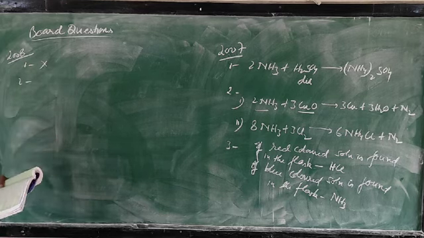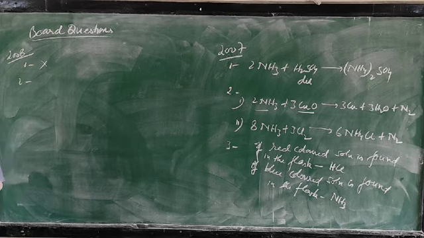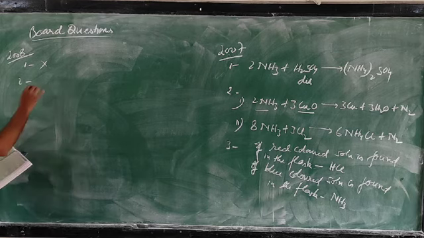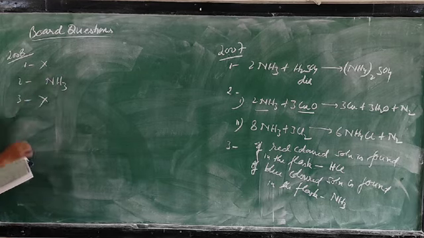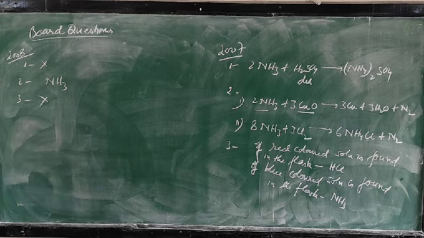Second: name an alkaline gas which gives dense white fumes with hydrogen chloride. So ammonia. Ammonia will give the dense white fumes. Third is not in the syllabus. So now take the fourth one.